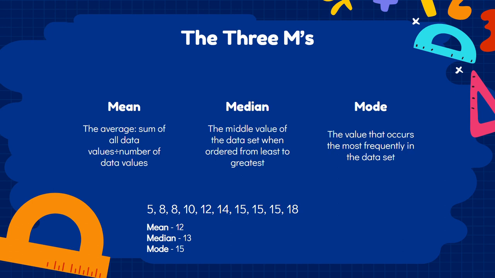And then mode, whichever value occurs most frequently. So we can see these concepts in this data set I have right here. We'll start with the easiest and go to the hardest. So mode, easiest one to find. Which one occurs the most? Well, all of these data values occur once, except for 8 and 15. 8 shows up twice, 15 shows up 3 times, 3 is greater than 2. 15 shows up the most times, so the mode is 15.